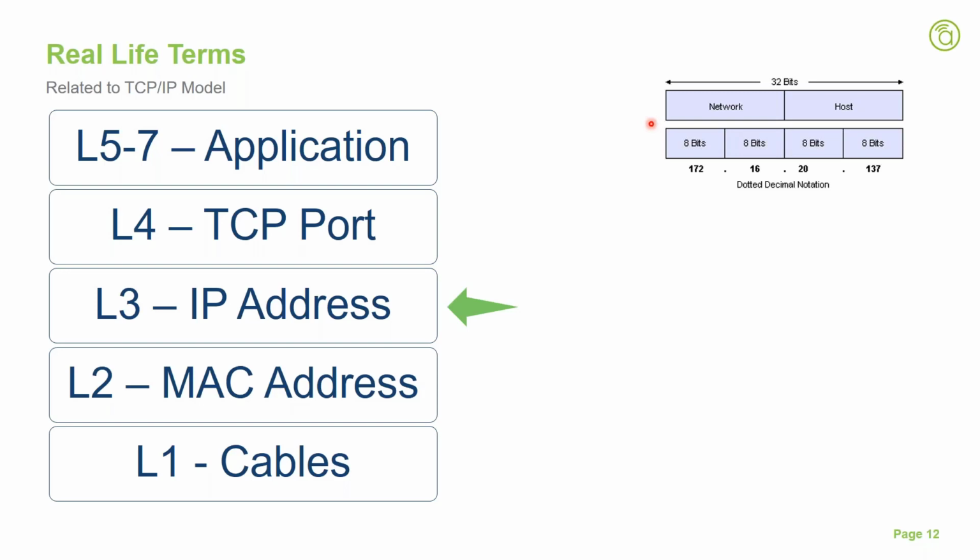If it sees that address, it will drop it. The public IP address is the one that is unique, or should be unique, across the globe. So it's a way to identify networks across the internet.